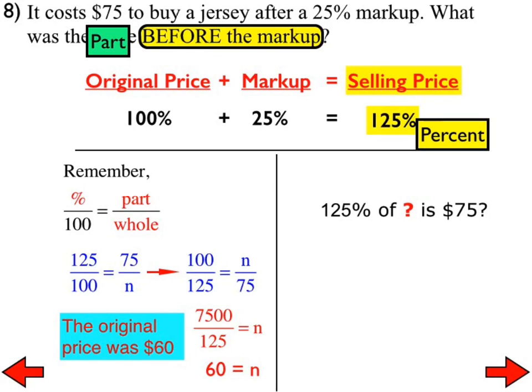If you're going to do it the one-step way, 125% of some number is $75. We could set up a simple one-step equation by changing the 125% to a decimal, 1.25, times a variable. Divide both sides by 1.25, and we would get $60, regardless of the method that we used.